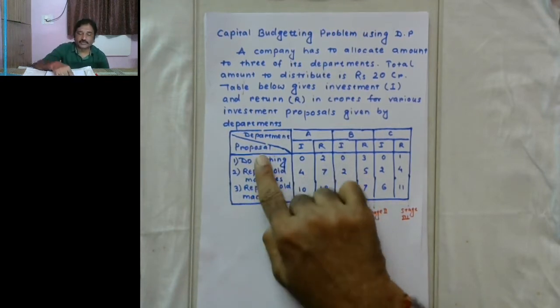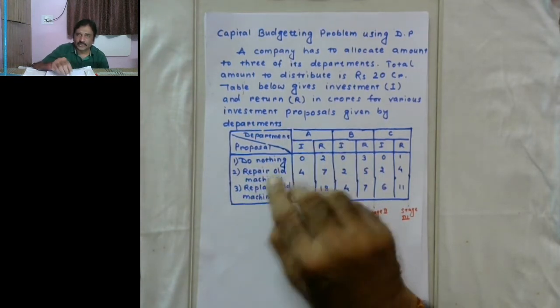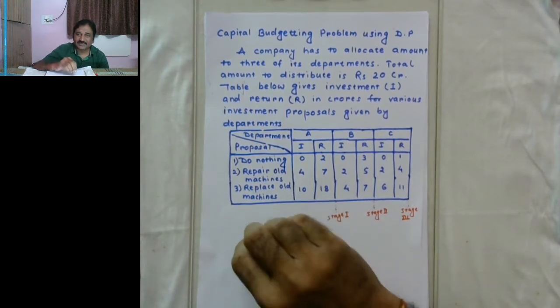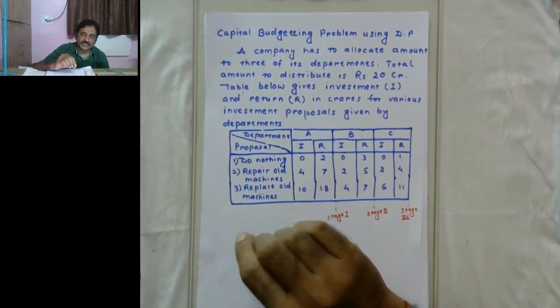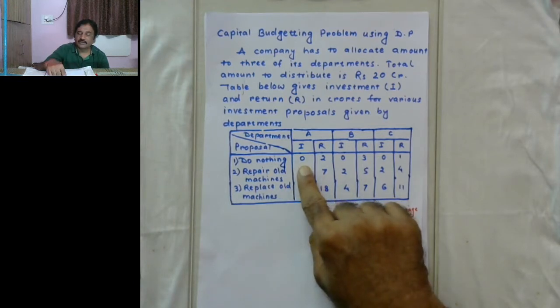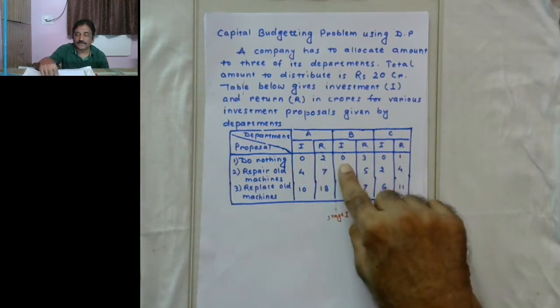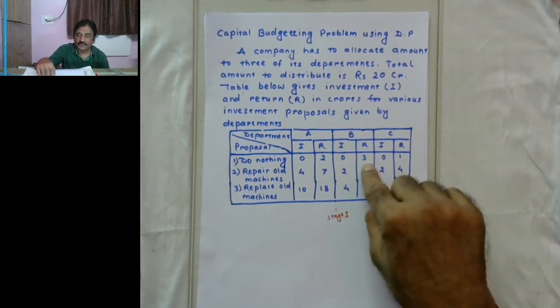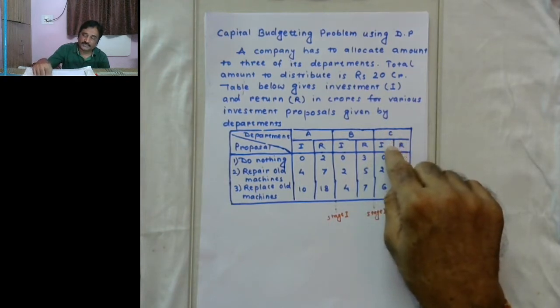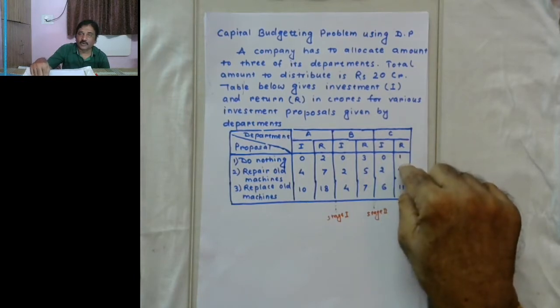Here in this column, you have various proposals. The first proposal is do nothing. Without doing anything, without any investment proposal, the company still can get a return. Like here you see department A invests zero, means does nothing, and gets a return of 2 crore rupees. Department B invests 0 crore rupees and gets a return of 3 crore, and the proposal given by department C is investment 0 and return of 1 crore.